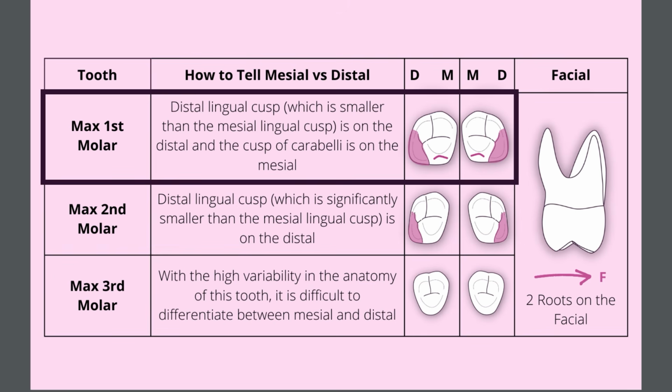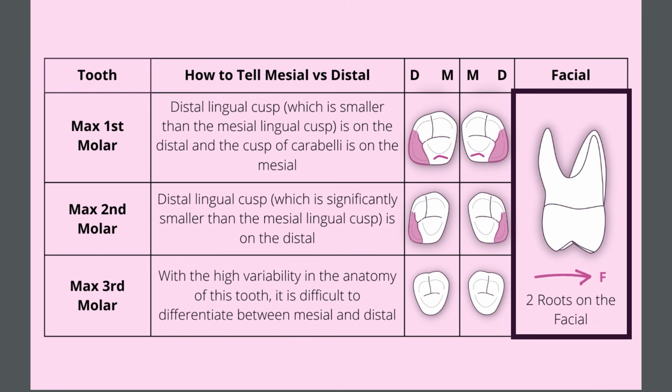Moving on to the maxillary first molar, we're going to look at the occlusal anatomy. The distal lingual cusp is on the distal side of the tooth, and the cusp of Carabelli is on the mesial. You'll use those two landmarks to determine that this side is the mesial. The maxillary first molar has 3 roots. The side with 2 roots is the facial.